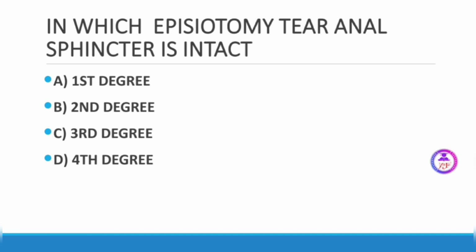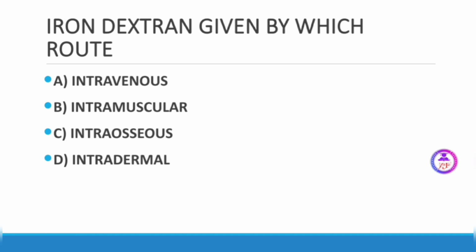In which episiotomy is the anal sphincter intact? Matlab ki the episiotomy has not stretched or extended to the sphincter. Option first degree, second degree, third degree, fourth degree. Here the answer is second degree.